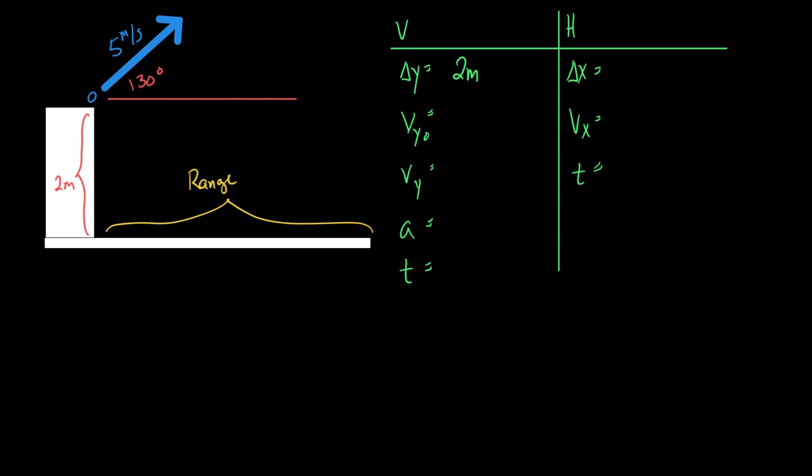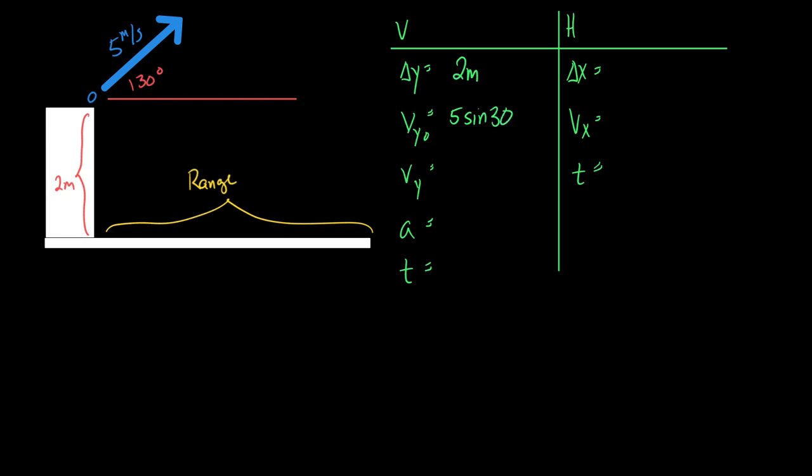I was given a velocity, but none of the velocities are in my template. I was given the launch velocity. So if I want to find the initial y velocity, I have to do trig. But I already know that's going to be 5 sine 30.